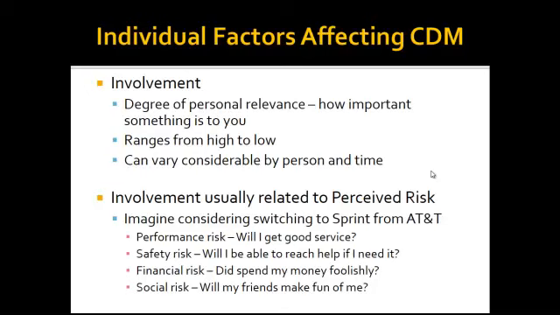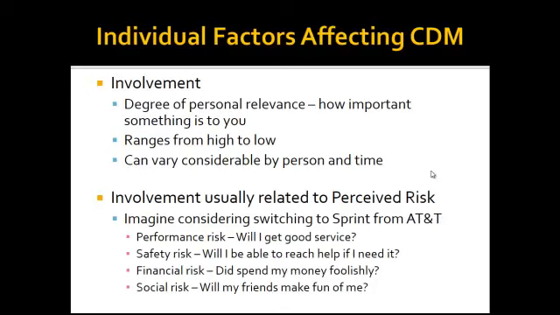Now, just to illustrate some forms of risk, imagine I was considering changing phone service from AT&T to Sprint. So one risk might be, hey, am I going to get the kind of service that I'm used to with AT&T? Performance risk. A second one might be related to safety. If my wife has Sprint and she's in a place where she's uncomfortable, will she be able to get through to get the help she needs, whether it's to call the police, or me for help, or for a ride?